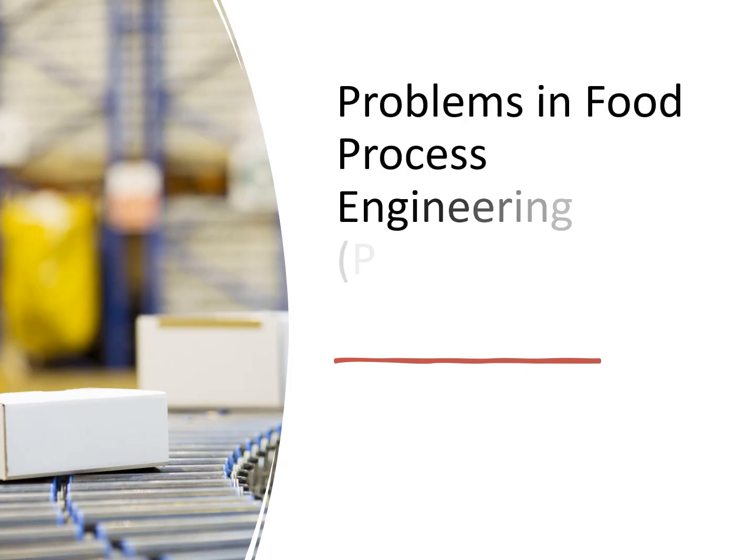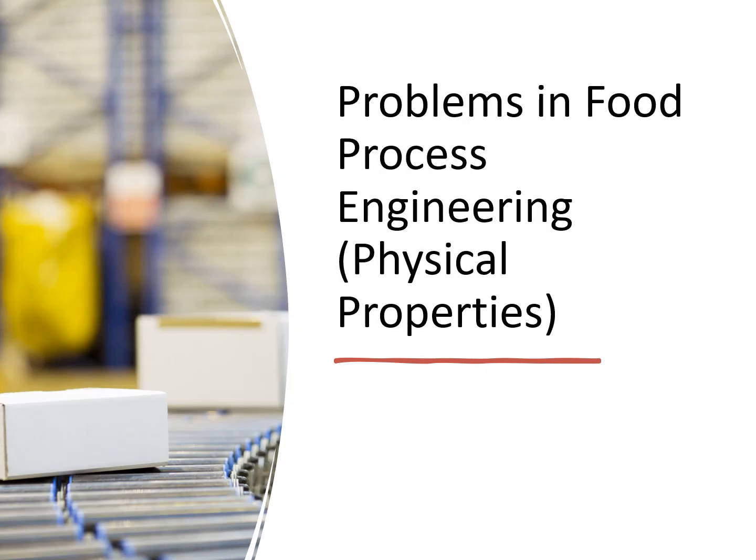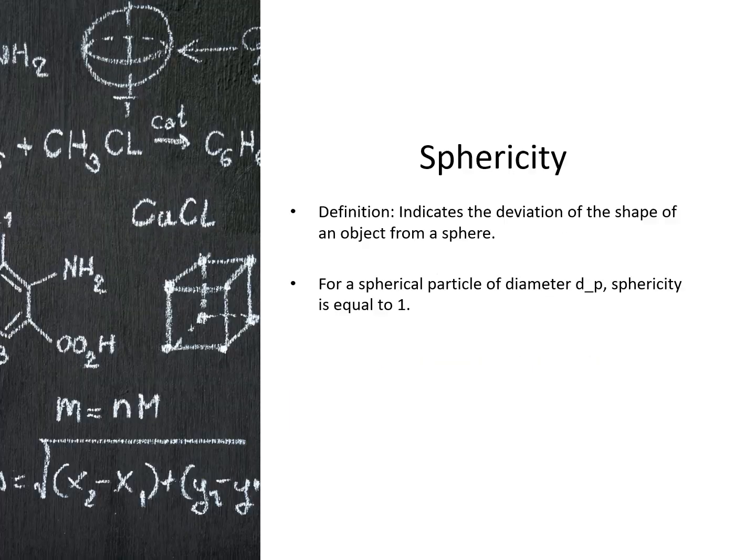Today's topic is physical properties of food. This is one of the numerical problems that most often come in the GATE exam. So one of the important physical properties is sphericity. And sphericity, what does it mean? It indicates a deviation from the shape of a sphere.